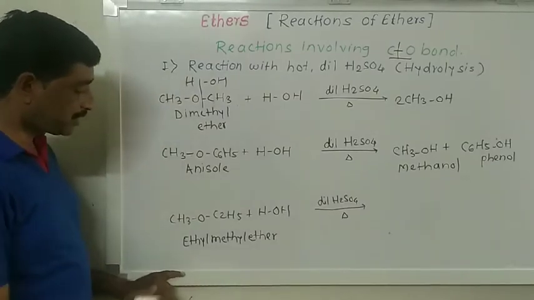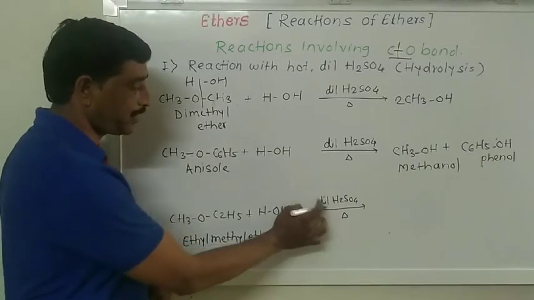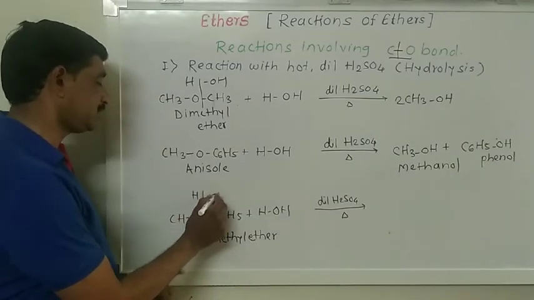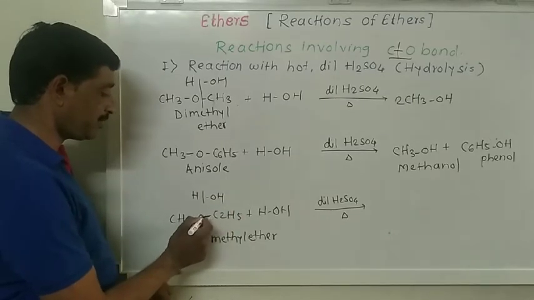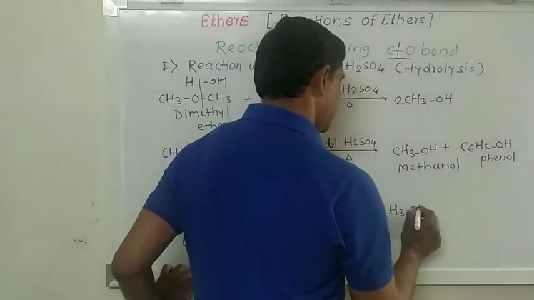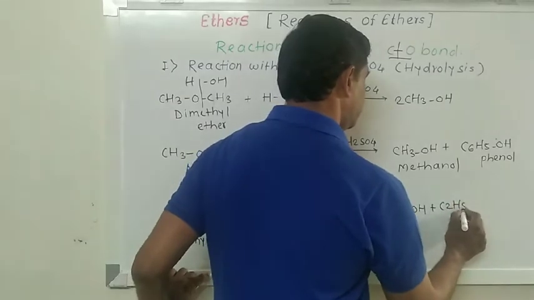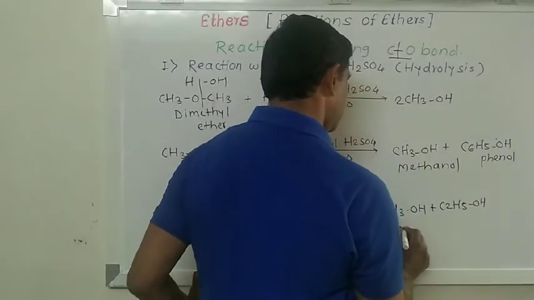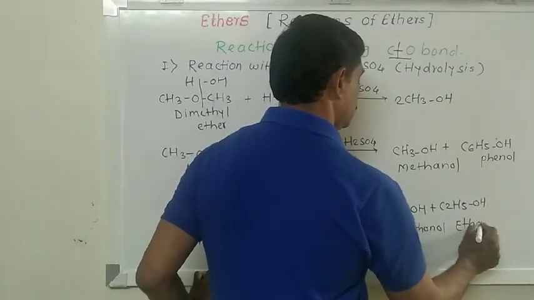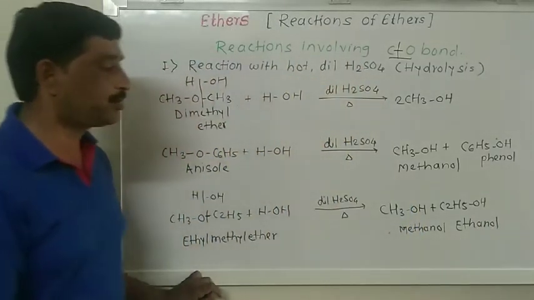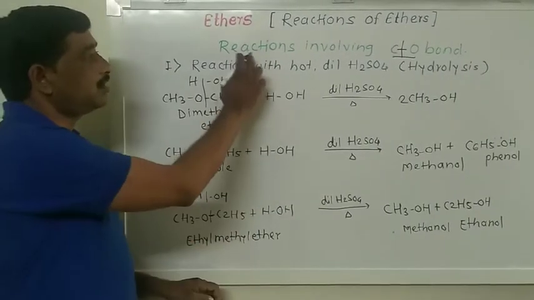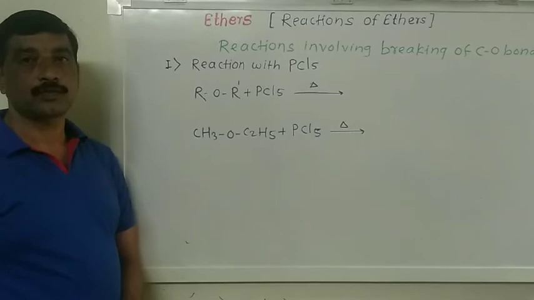And when a mixed ether such as ethyl methyl ether is reacted with hot and dilute sulfuric acid, it undergoes hydrolysis. Here the water molecule is added like this by breaking the bond between the carbon atom and oxygen atom. So we get the compounds methyl alcohol plus ethyl alcohol. We get a mixture of methyl alcohol and ethyl alcohol. These are the examples of the reaction of ethers with dilute and hot sulfuric acid.